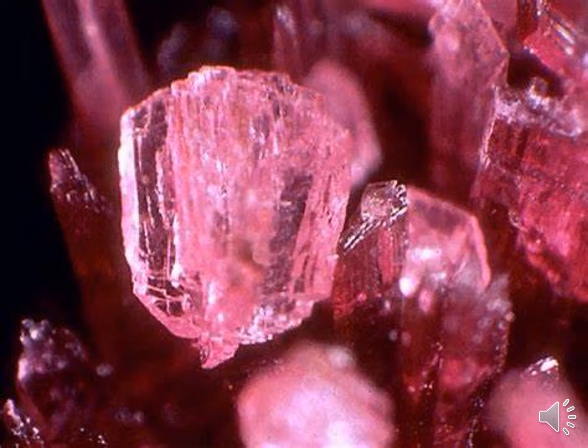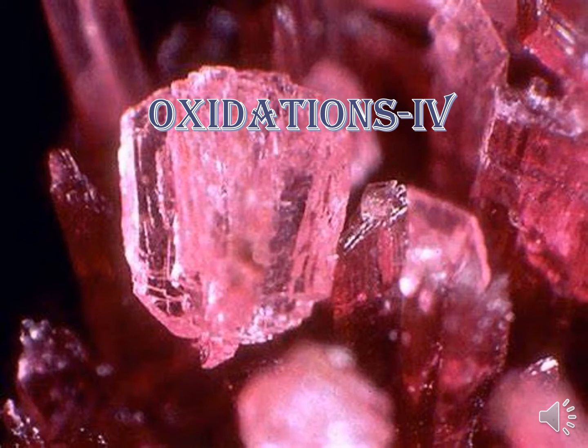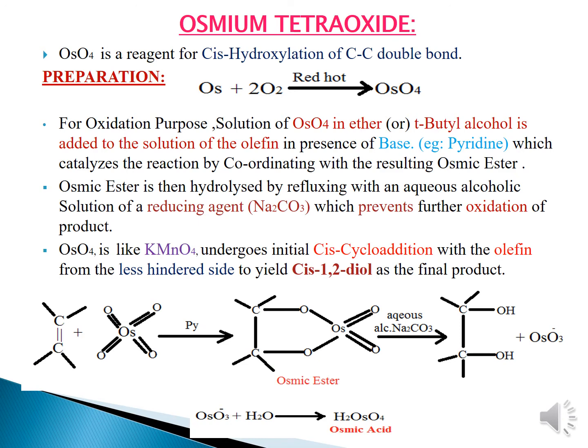And today's topic is oxidation 4. In oxidation 4, I'll be dealing with osmium tetroxide. Osmium tetroxide is a reagent, specially used for the hydroxylation of the carbon-carbon double bond.